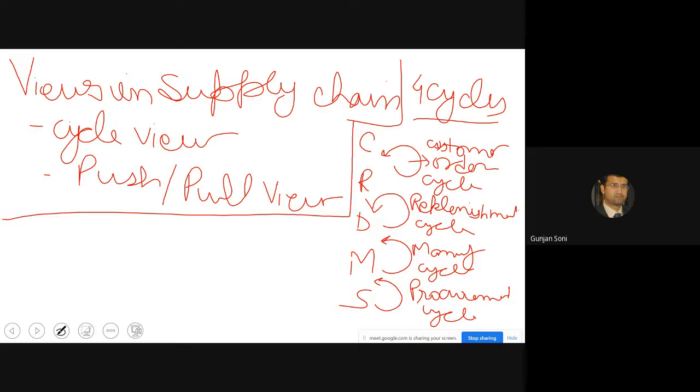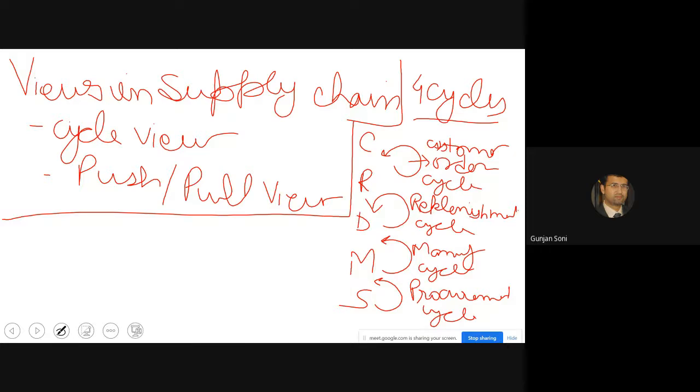So in a typical customer order cycle, what's going to happen is the customer is going to come, and then order entry is going to take place, order fulfillment will be there, and order receiving by the customer. So there is order placement by the customer, and in between there is a fulfillment process, which could also involve logistics.